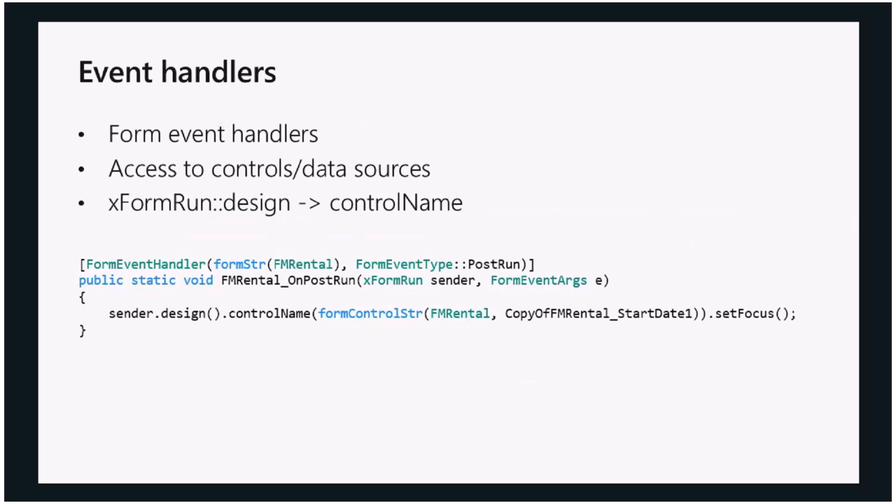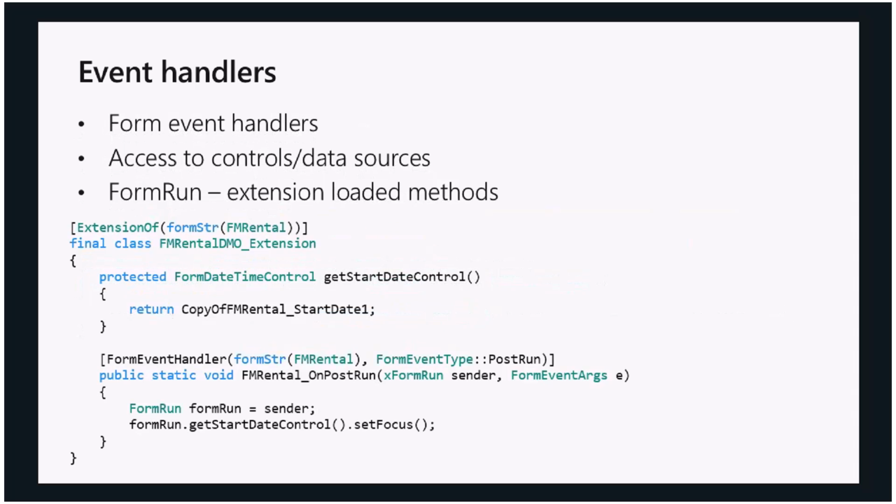And then from the design method, you have access to the control name method, which you can then use to get access to what you need. Another way of accessing the form methods and controls is shown here. By casting the xFormRun parameter to a formRun variable, we can now invoke methods that are available at runtime. Thus, we can call methods that we have added to the form ourselves via an extension class. You can see here I have an extension method to return a specific control, which I can then access via the formRun variable.